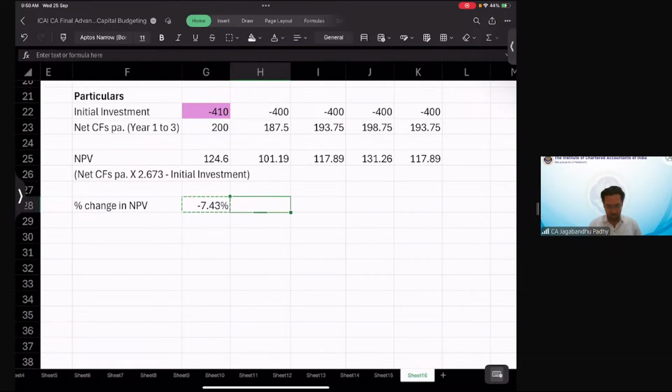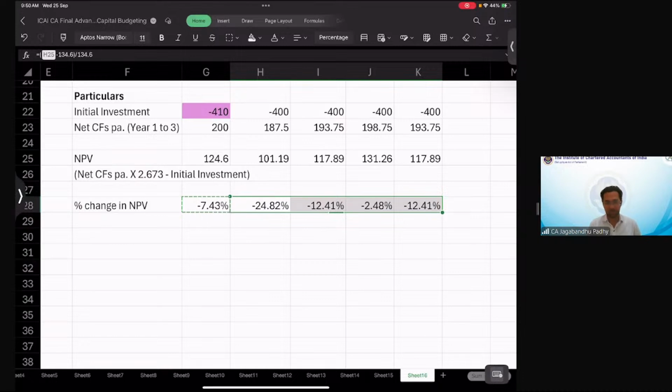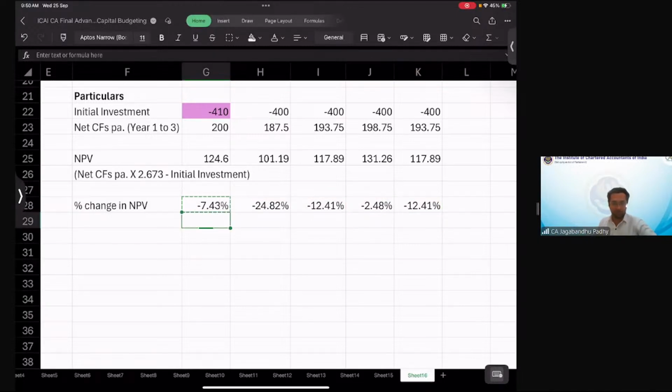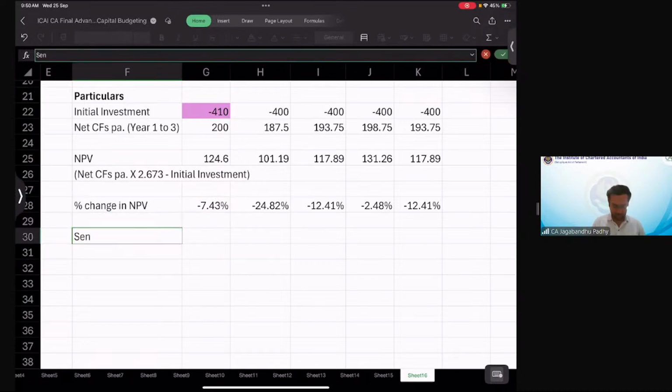And the same number for all other NPVs is 24.82%, 12.41%, 2.48%, and 12.41%. So which of these numbers is having a greater impact on the NPV? It's selling price per unit, right? If you want to measure the sensitivity, right?